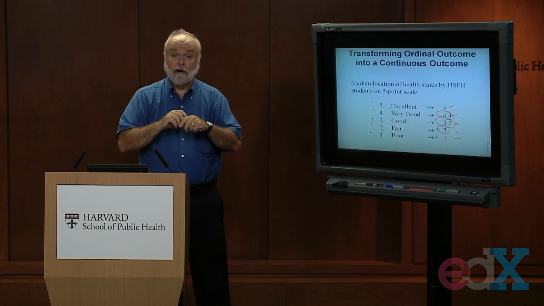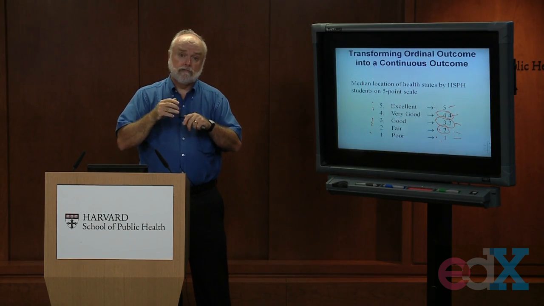So the numbers on the far right would be better numbers to use to report averages if you wanted to treat this particular measurement as if it was measuring health on a continuous scale.